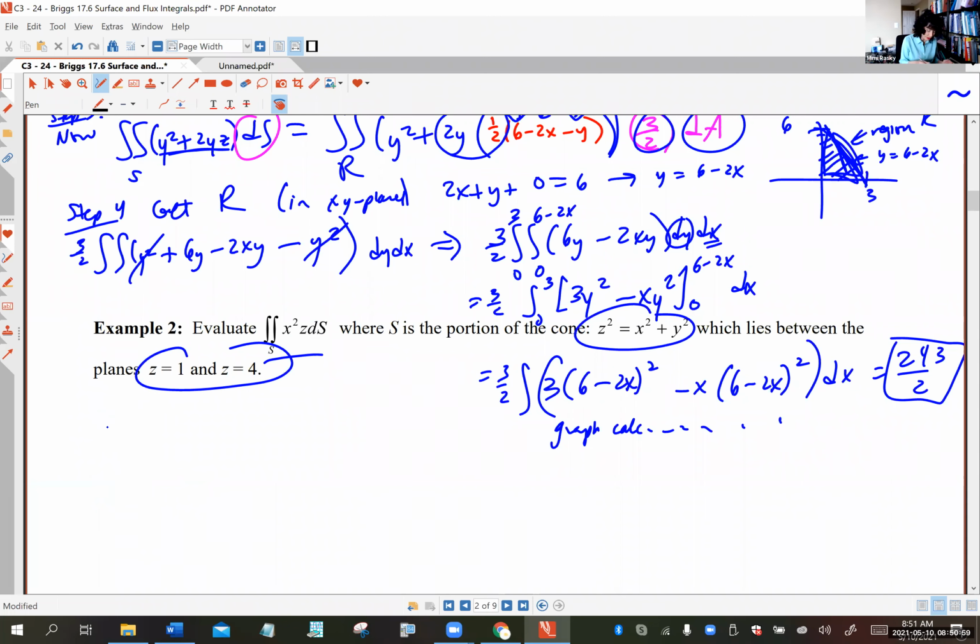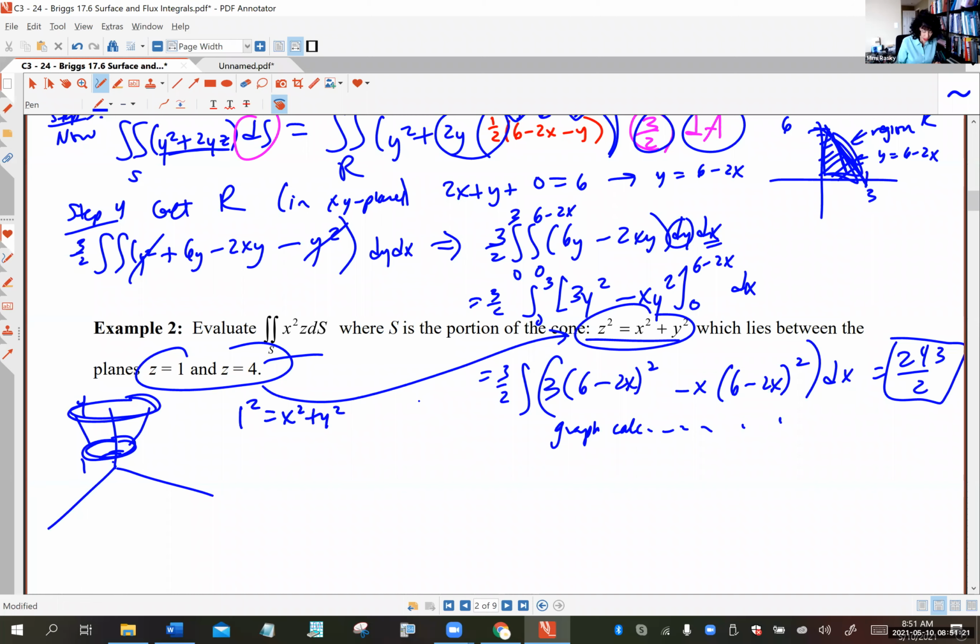So if you graphed this surface that we're integrating over, you're going to look at a portion of the cone between z equals 1 and z equals 4. So it kind of looks like that. So it intersects the z-axis at 1 and also at 4. And if you plug z equals 1 into this cone equation, you'll get 1 squared equals x squared plus y squared. And if you plug the 4 in there, you get 4 squared equals x squared plus y squared. And it turns out the projection of this surface onto the xy plane, the shadow, if you will, is looking like a donut.